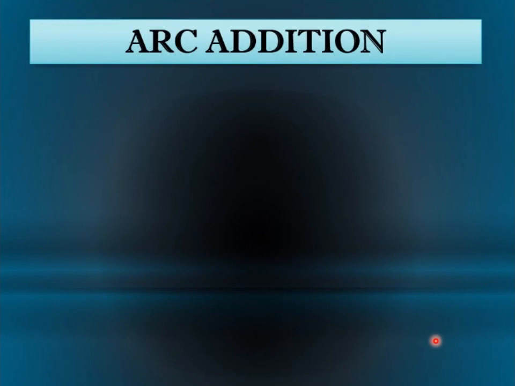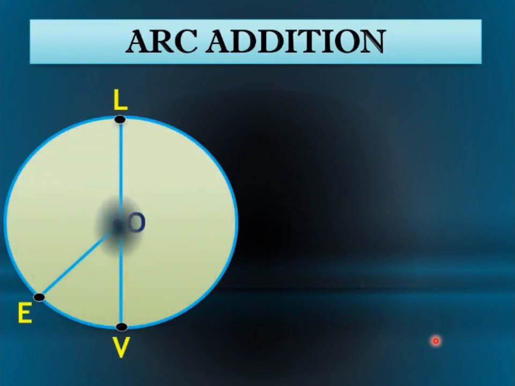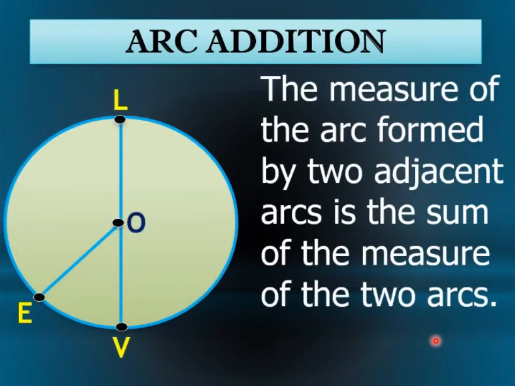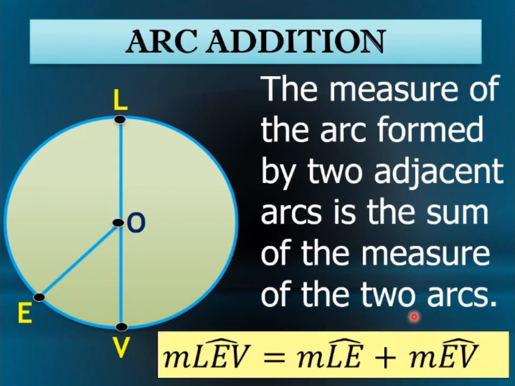Arc addition. The measure of the arc formed by two adjacent arcs is the sum of the measures of the two arcs. So the measure of arc LEV is equal to the measure of arc LE plus the measure of arc EV.